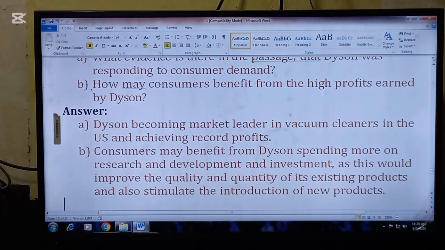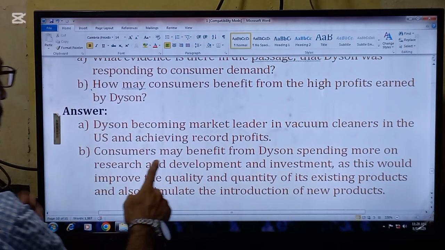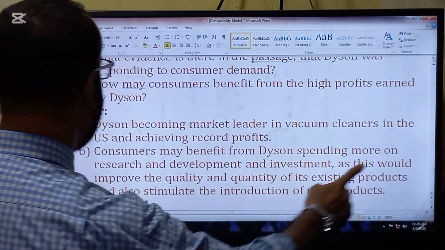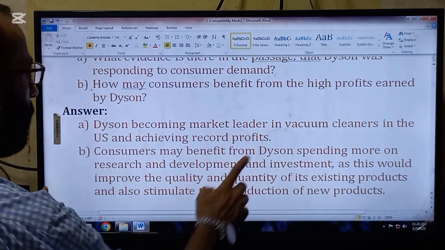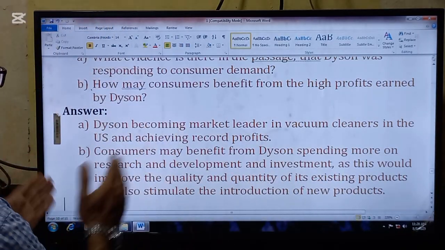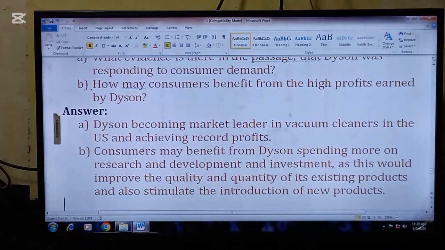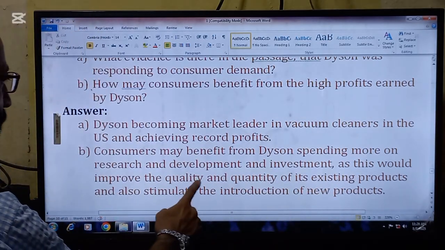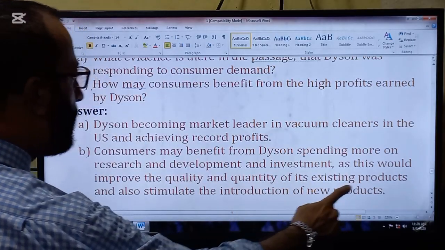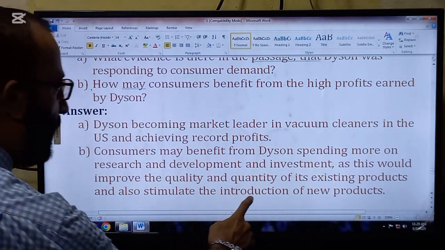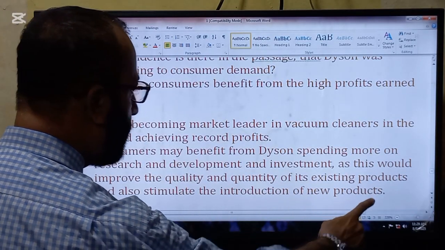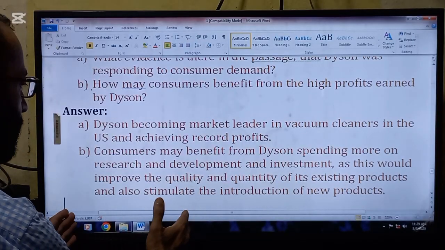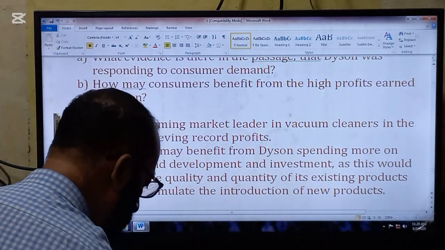So answers are here. Dyson becoming market leader in vacuum cleaners in the US and achieving record profits. This is the answer of the A part. B part is consumers may benefit from the Dyson spending more on research and development and investment, as this would improve the quality and quantity of its existing products and also stimulate the introduction of the new products.